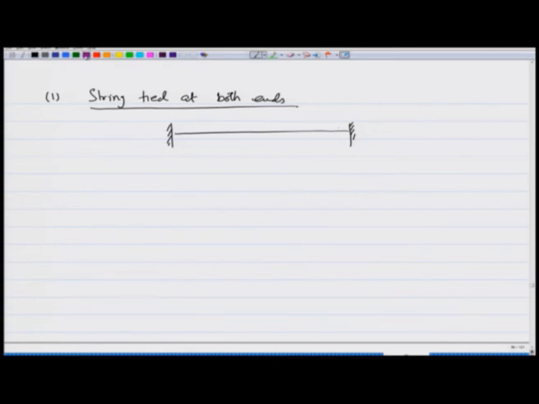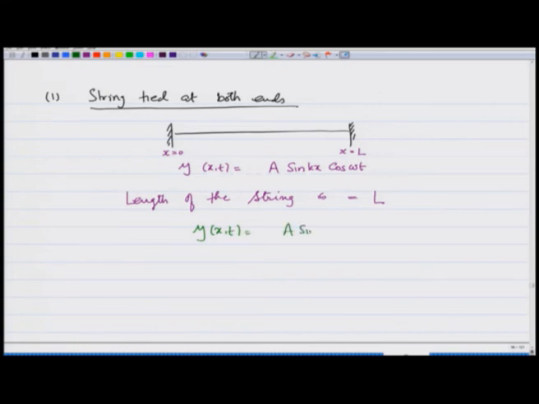In this case, as I said earlier, the displacement y(x,t) is going to be given by a sin k x cosine of omega t. I am taking the left hand end of this string to be at x equals 0 and the right hand end to be x equals L. That means the length of the string is equal to L. So, when I take this displacement y(x,t) equals a sin k x cosine of omega t at x equals 0, y is 0, which should be the case because that is what I want. Now, we also have that y at x equals L at any time should also be 0.